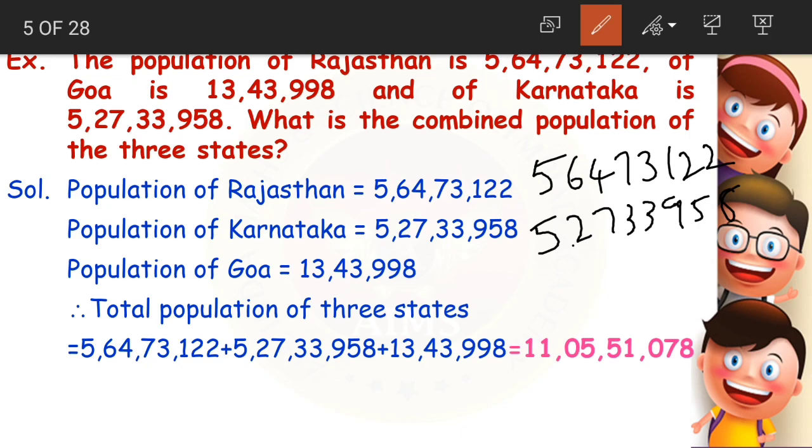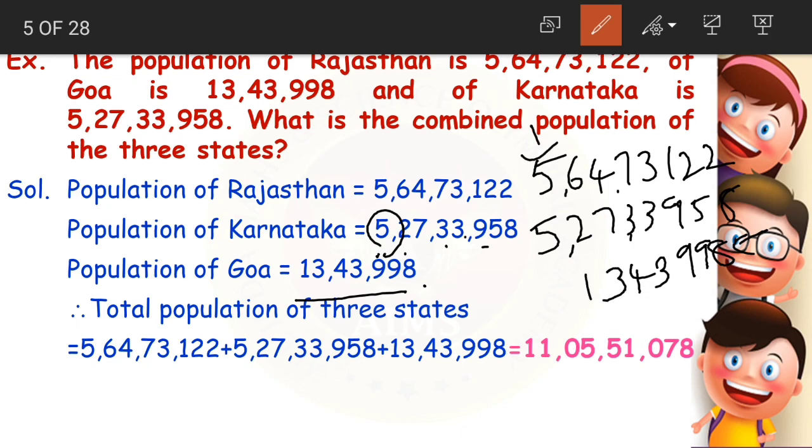958, and then see students, if you observe the numbers here, we are having crores as the highest place value, right? We are having 3, 4, 5, 6, 7, 8 digits here, but here we are only having 7 digits. So we'll start writing this number from the right side first. 8, 9, 9. Then we have 3, 4, 3 and 1, right?